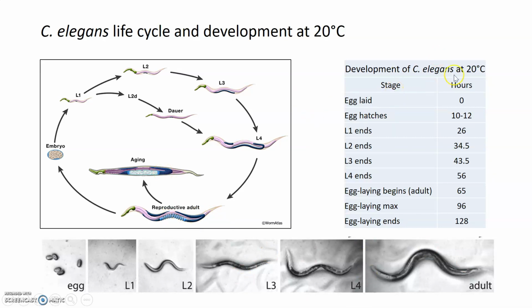And so that means at 20 degrees, which is the temperature we normally keep C. elegans at, about 65 hours post egg laying, or after the egg is laid out of the worm, we can then start studying that aging, right? Because it takes about 10 hours for that egg to hatch, and then another 16 hours before it moves from L1 to L2, and then by 65 hours, all the worms have reached reproductive adulthood, and anything after that is considered aging.